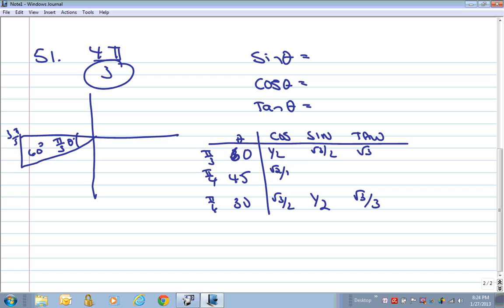45 is an easy one, the square root of 2 over 2, the square root of 2 over 2, and 1. And you should be able to do it that quickly if you're practicing. If you're not practicing, you need to practice some more.